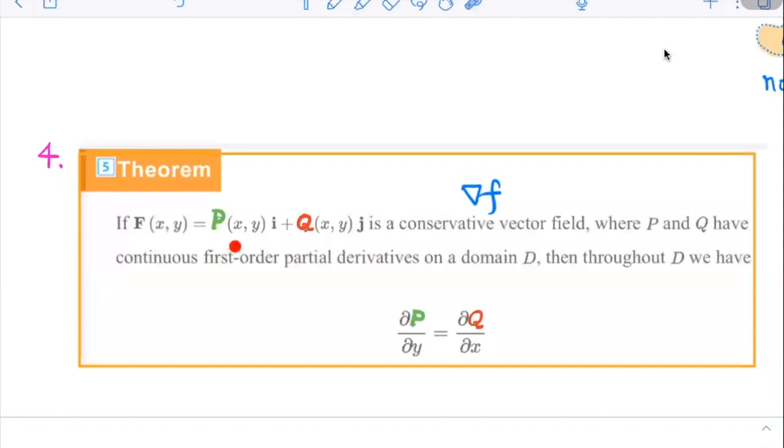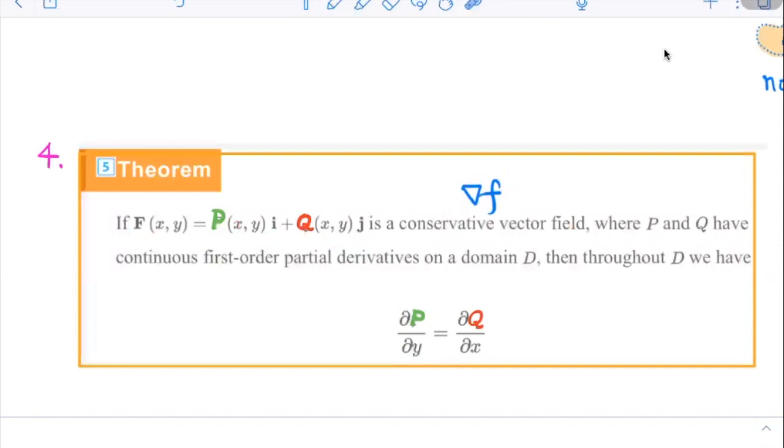And we also learned that if this big F is defined by this P and Q in this way, it is a conservative vector field, which means it can be written as a gradient of small f.